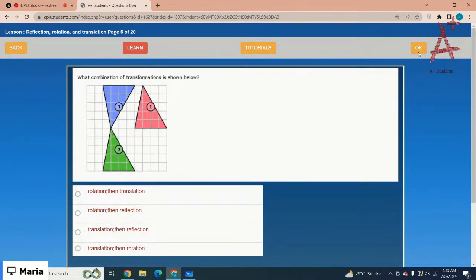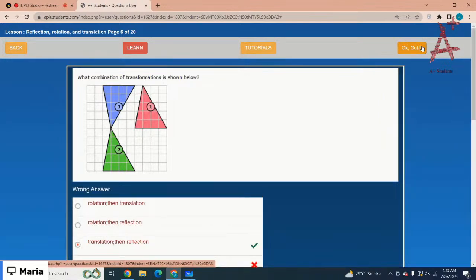Okay, what combination of transformations is shown below? 1 to 2 is the translation, and then 2 to 3 is the rotation. So they are translation and then rotation. Yes, translation and then reflection. 2 and 3 are simply opposite to each other, so they are the reflection, right?